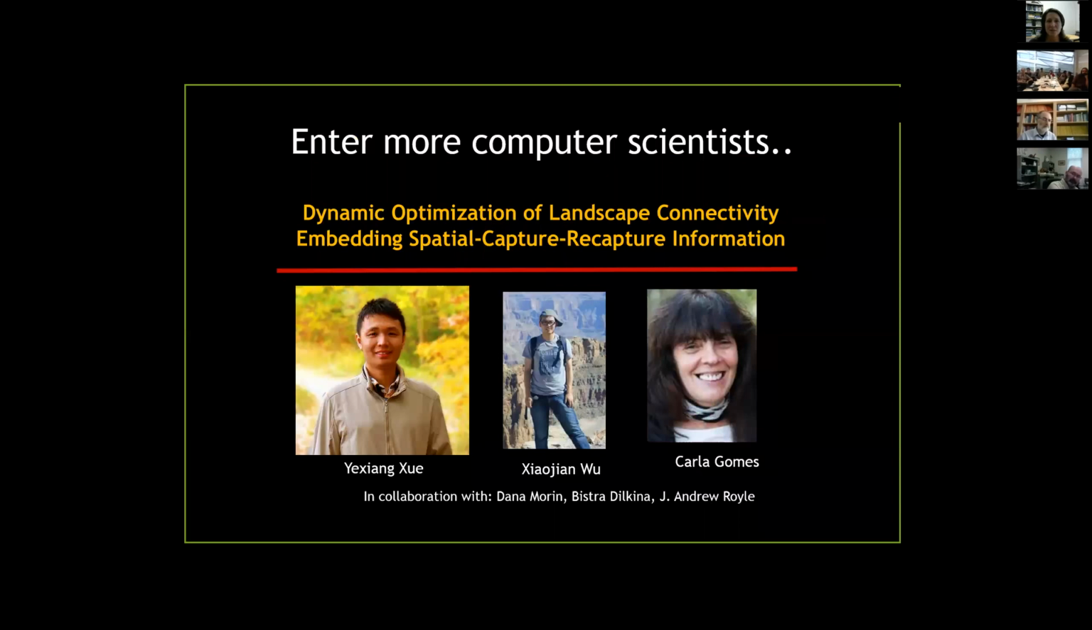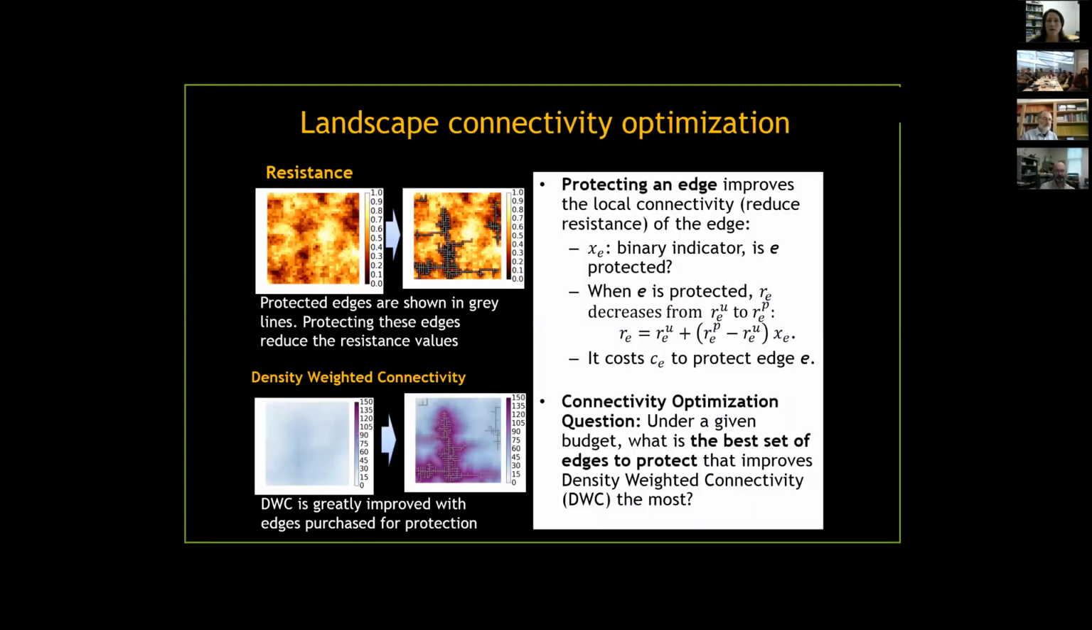So enter more computer scientists. This is where we started engaging with Ye Shin and Xiaojian and Carla. And this is in collaboration, again, with Dana Morin and Bistra and Andy Royal. And the effort here is to think about this dynamic problem. Here we make the assumption that if an edge is protected, it's going to decrease the resistance of that edge. Here we have resistance up here, and these protected edges are in these gray lines. So protecting the edges is going to reduce the resistance value. And here we have density-weighted connectivity. So the optimization question then becomes, under a given budget, what is the best set of edges that we can protect that improves density-weighted connectivity the most?